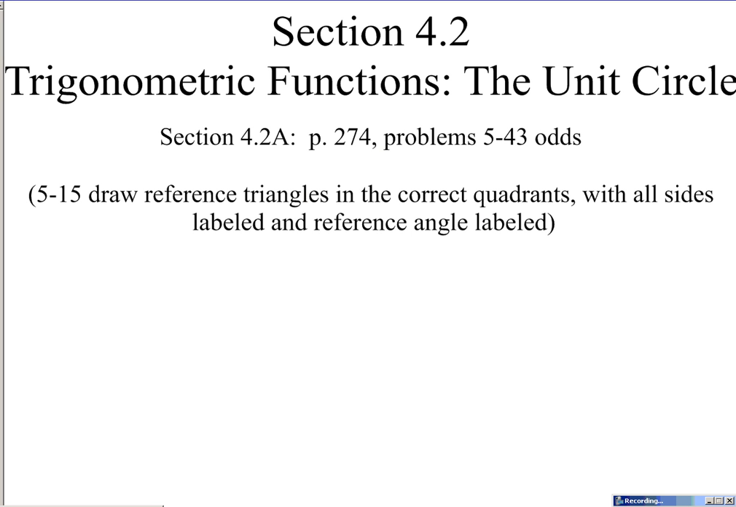Section 4.2, trigonometric functions in the unit circle. Make sure you're paying attention to the special directions for the homework in problems 5 through 15. The only thing you need to do is draw reference triangles in the correct quadrants, label all sides and the reference angle, and that is all that you need to do for those problems, so disregard any other things that are in the directions.